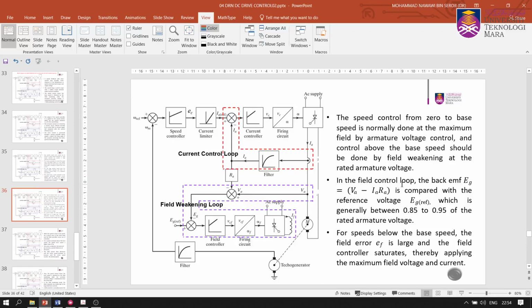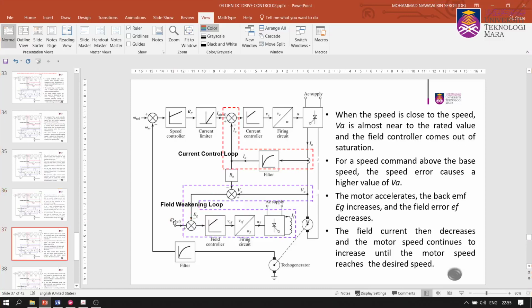In the field current loop, the back EMF EG, which equals VA minus IA times RA, is compared with the reference voltage EG ref. So where is the EG? Somewhere here. That explains the field weakening loop. We have EG reference, then the voltage measured. For speed below the base speed, the field error EF is large and the field controller saturates, thereby applying the maximum field voltage and current. So we go back to the armature voltage speed control to do that.